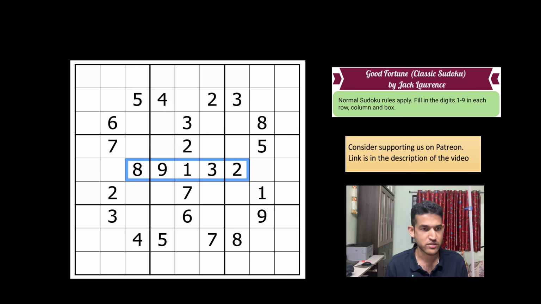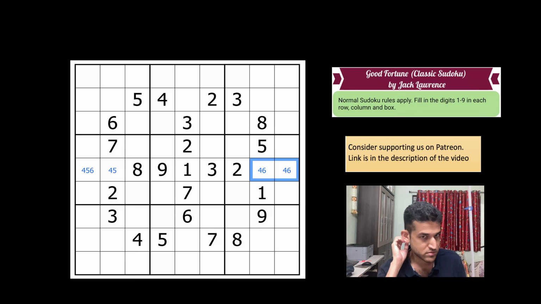8, 9, 1, 2, 3, 4, 5, 6 and 7. This is 4, 5. 4, 5, 6. This would be 4, 6 and 7. I had to mark every cell with pencil mark to finish the Sudoku, so I don't mind doing that again here.